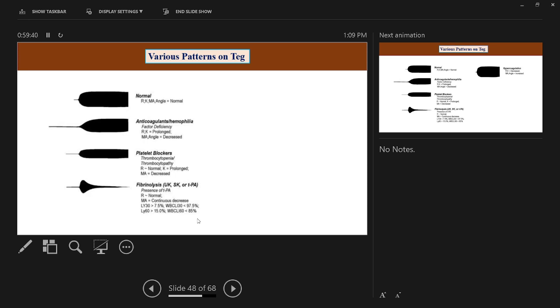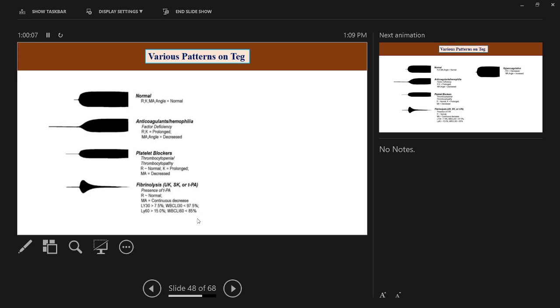since it can also be because of fibrinogen deficiency. And in platelet disorders like thrombocytopenia, thrombocytopathy, the R time can be normal, K time can be prolonged, and maximum amplitude is decreased. This is because the fibrinogen that is available is also not able to act. So there is no platelet aggregation. If the primary platelet plug is not formed, there is difficulty in forming the secondary platelet plug also. That's why the K time is prolonged.